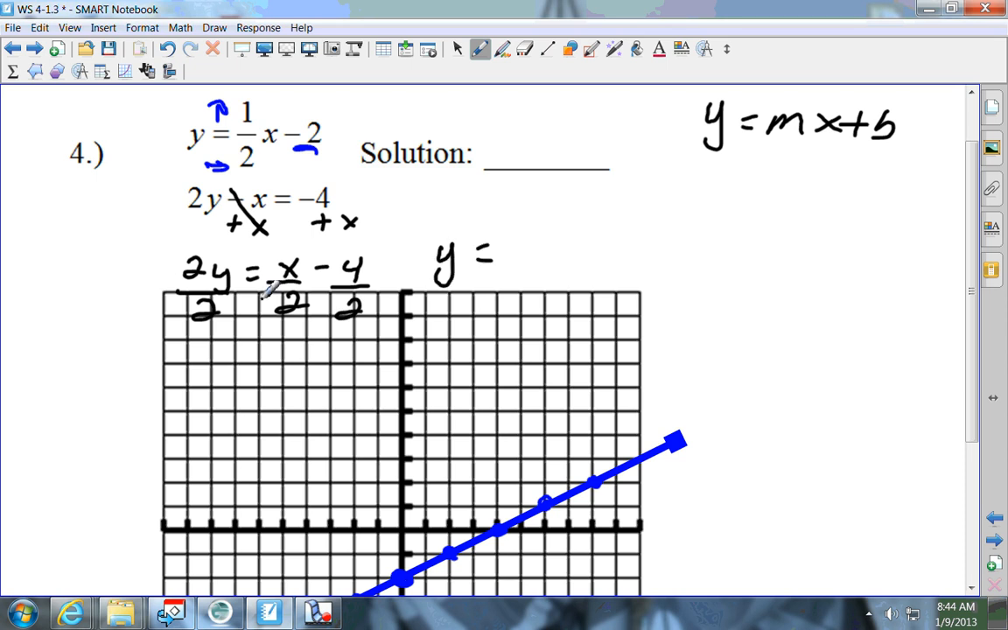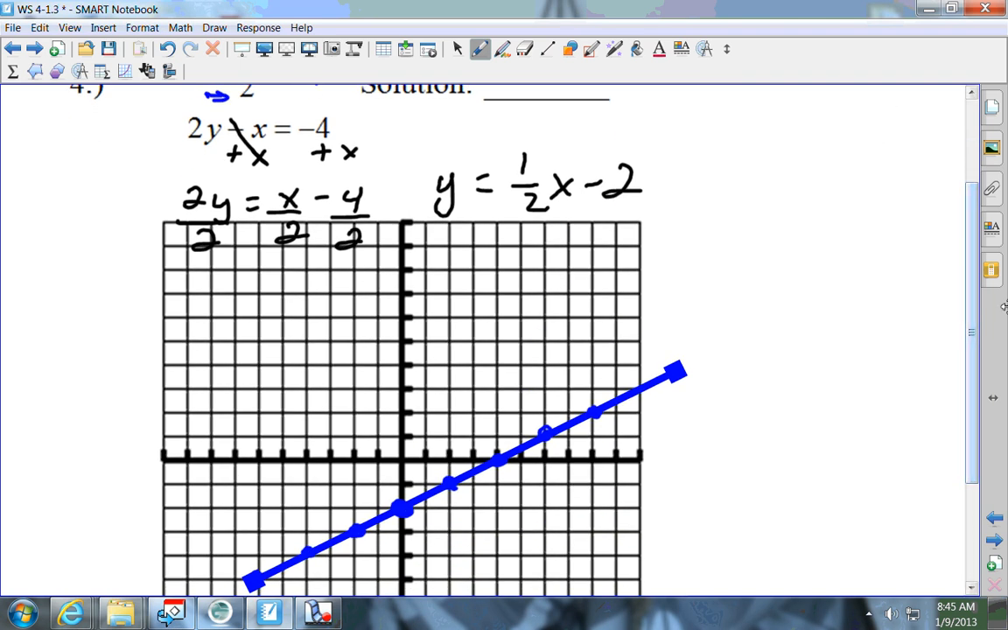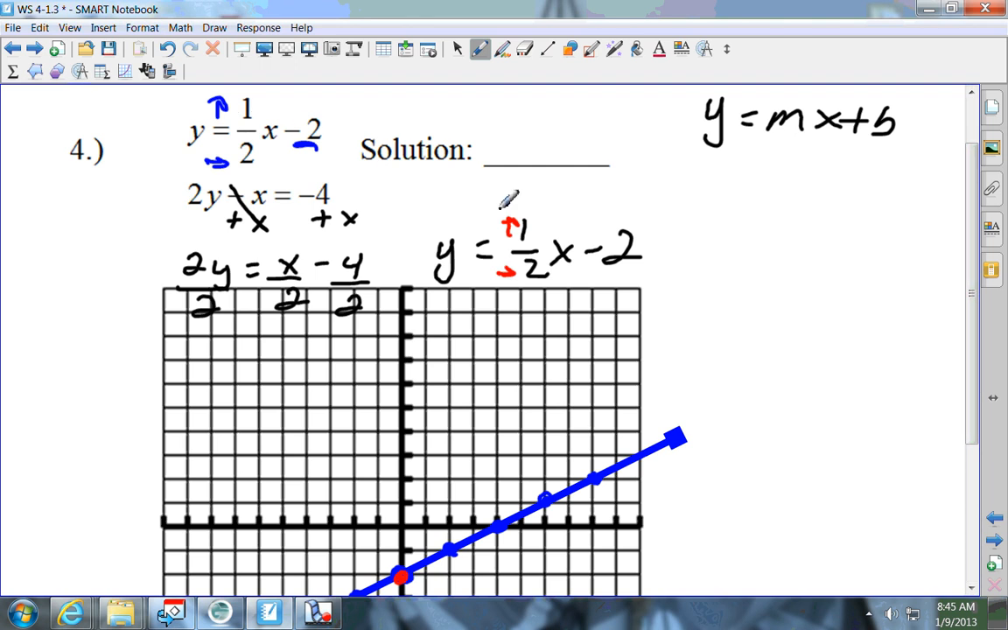Y equals x divided by 2 is 1/2 x minus 2. Once you've solved for y and got it in slope-intercept form, now we can graph it. So I'm going to go to negative 2. My slope is 1/2. Up 1 to the right 2. Well, wait a minute. Isn't that the exact same line here?